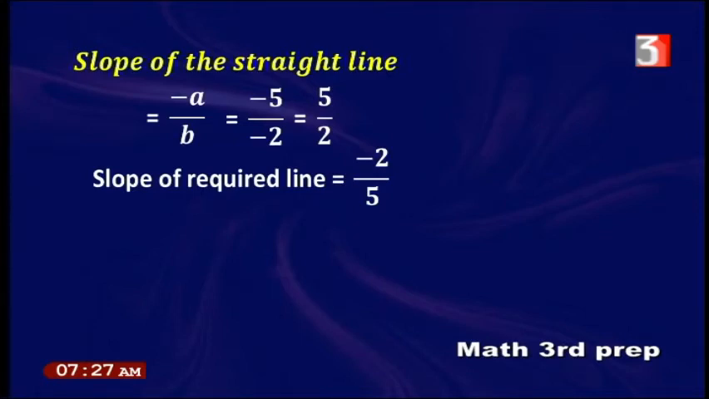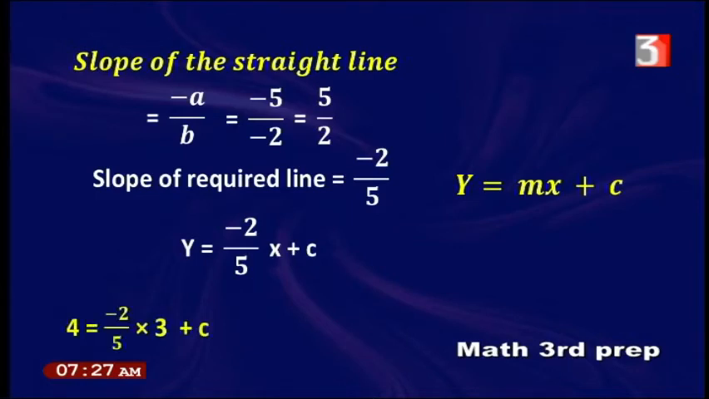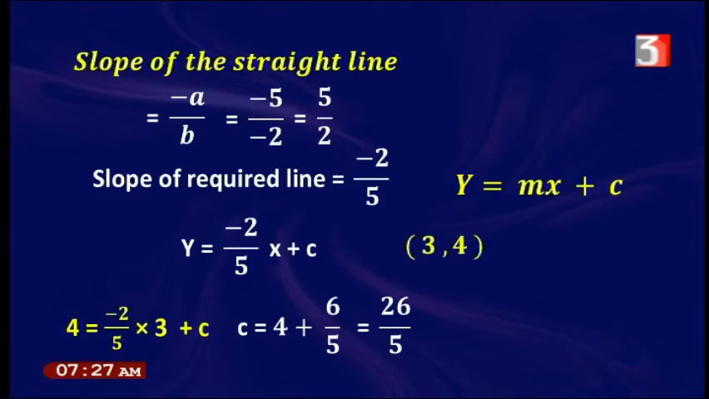Now you know that y equals mx plus c. So y equals negative 2 over 5 x plus c. By substituting by the point in which the straight line is passing through, which is 3 and 4, so 4 equals negative 2 over 5 times 3 plus c. And in this case, we can find that c equals 4 plus 6 over 5 to obtain a result as 26 over 5. And in this case, we can say that y equals negative 2 over 5 x plus 26 over 5.